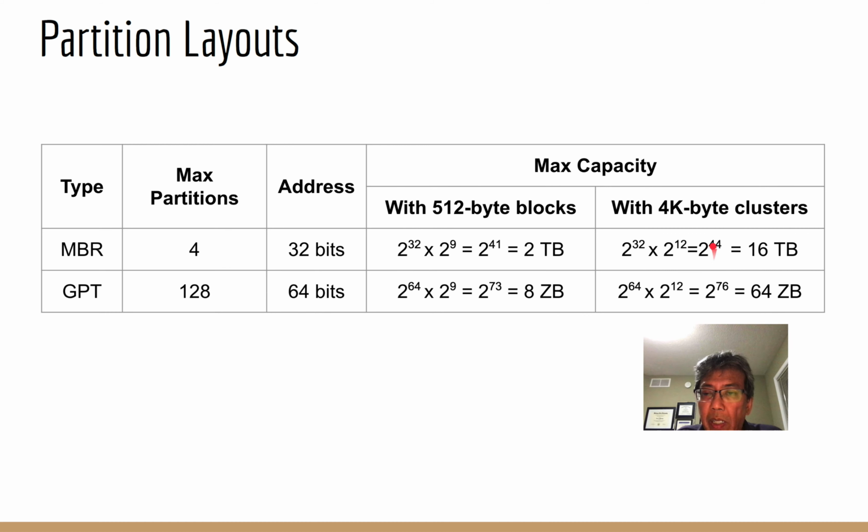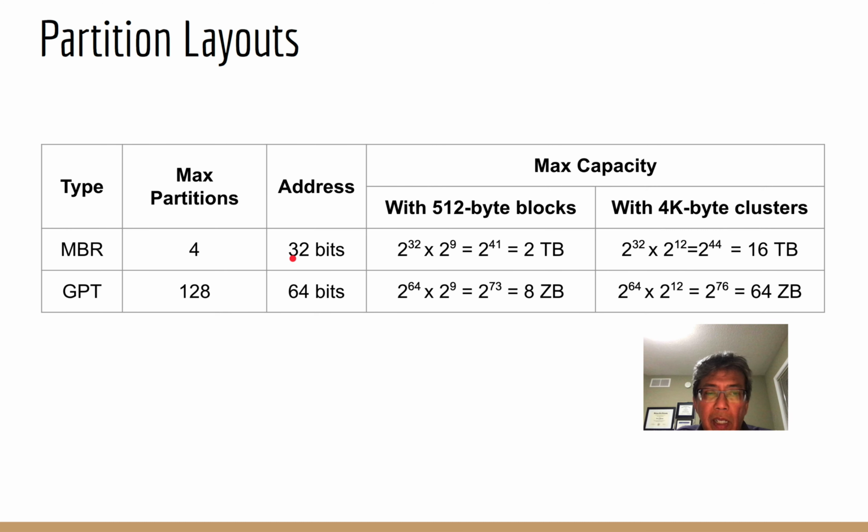What if the hard drive combines adjacent blocks into a bigger cluster? So instead of having individual blocks of 512 bytes, what if the hard drive combines several blocks into a bigger cluster of 4K bytes? And again, using these numbers, you can see the capacity. How do we get this number? Because we are using a 32-bit address.